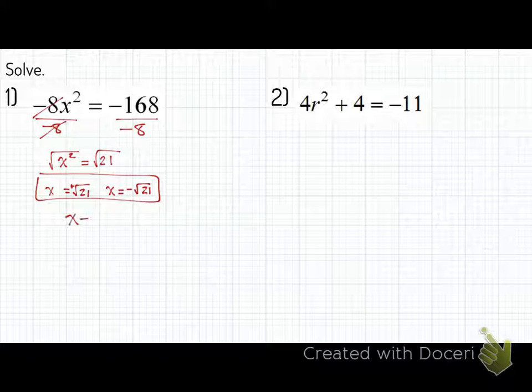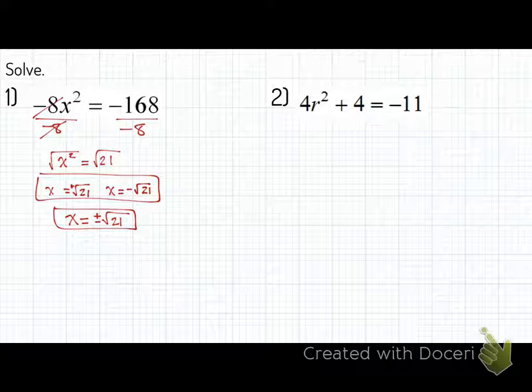Here's an easier way to write your answer. You can just put this plus and minus sign together, because it's the same answer, but they're opposites. One is positive, one is negative. Does that make sense? Yes. Cool. All right. Isn't that easy? Okay, cool. Let me do number 2 for you now.